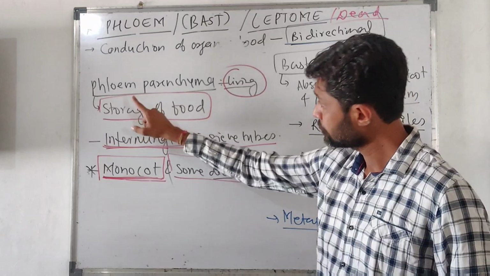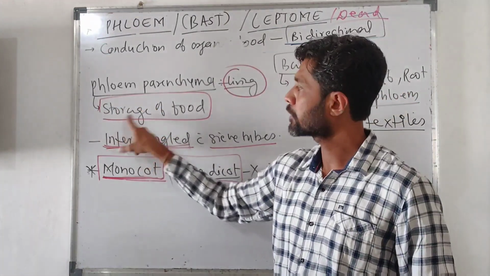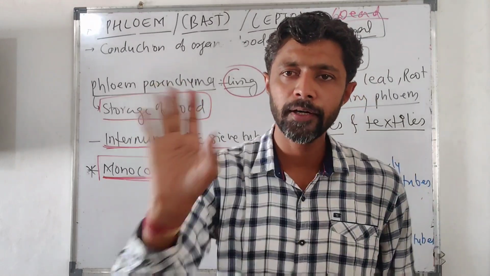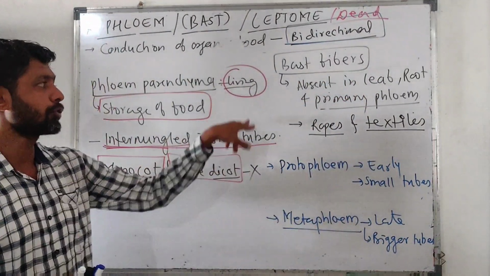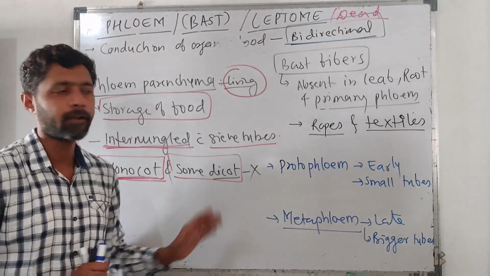The primary function of phloem parenchyma is storage of food. They are intermingled with sieve tubes, and these are living tissue, and they are absent in monocots and some dicots.